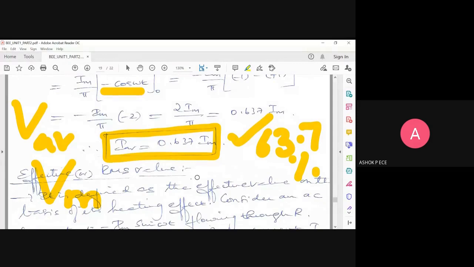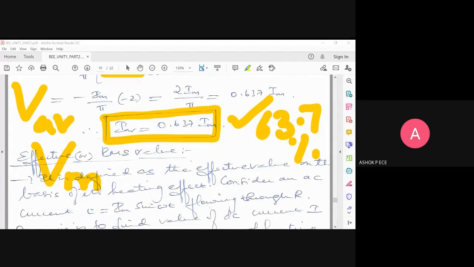Is it clear? Why do we find the average value? The average value is found for periodic signals, but you should take only the half cycle, not the full cycle. And it will tell us what average value is possessed by the waveform in comparison with the peak value of the signal.